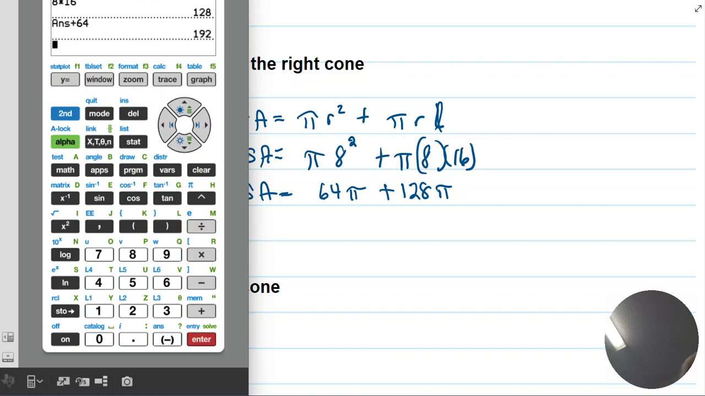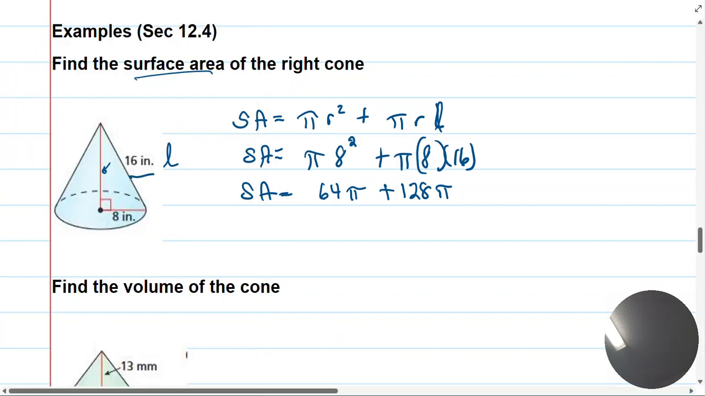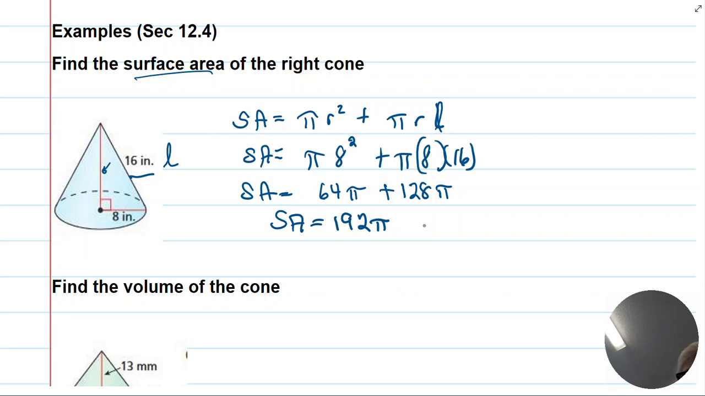And this is in inches squared because it's surface area. Is everybody comfortable with that? All right, now we need the volume. And the volume is going to be that 1/3 pi radius cubed. Is everybody comfortable with that?